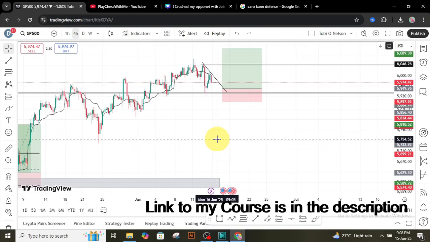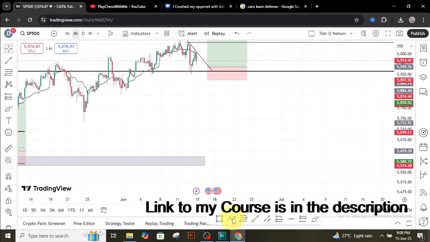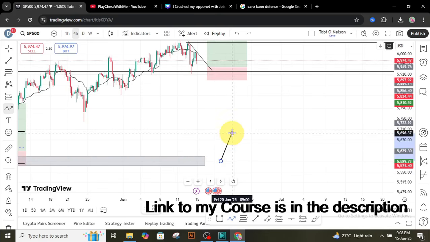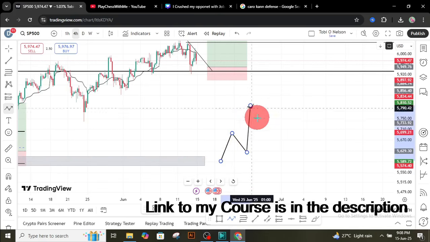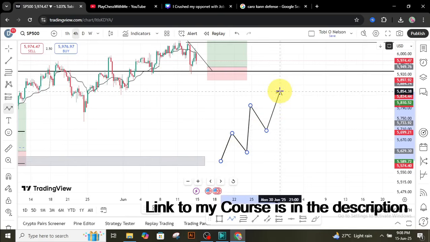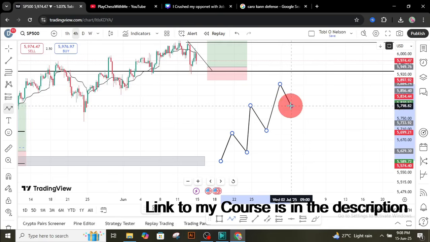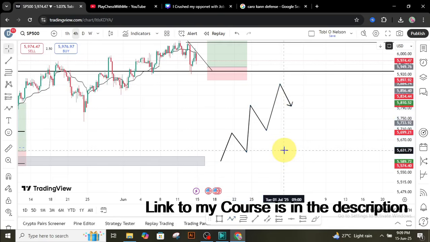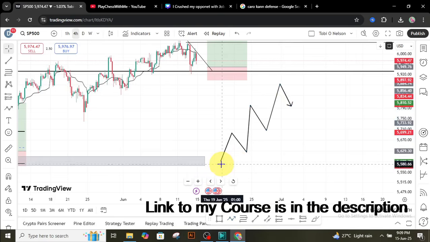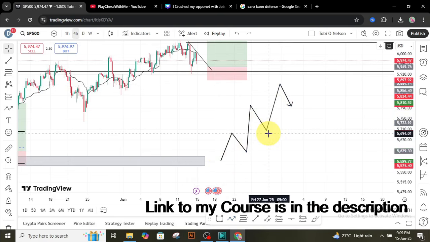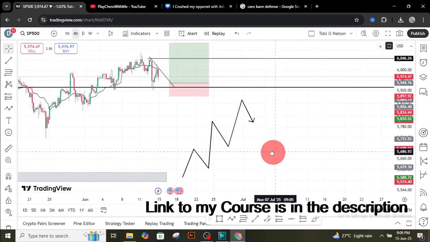So first thing you need to understand is how the market moves. Let's say for example we are in an uptrend. In an uptrend, it looks like this: higher highs, higher lows, higher highs, higher lows. This is a higher high, this is a higher low, this is a higher high, this is a higher low. Now, this is where Fibonacci retracement comes in.